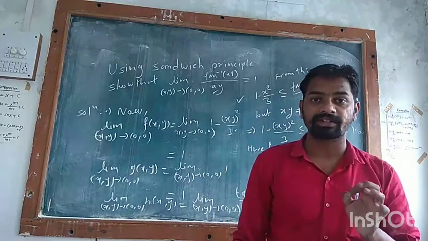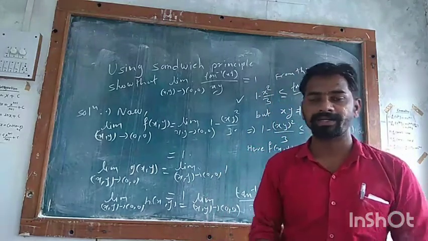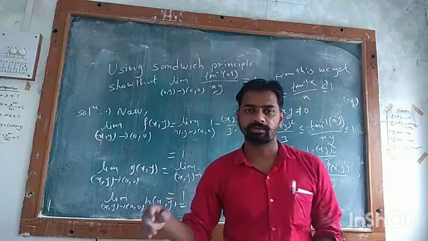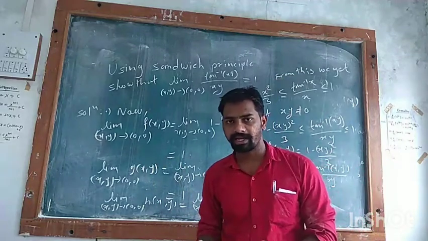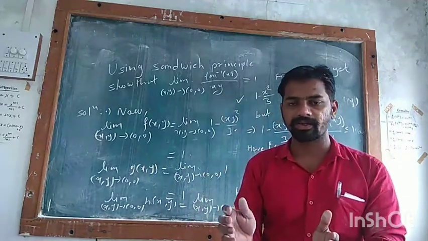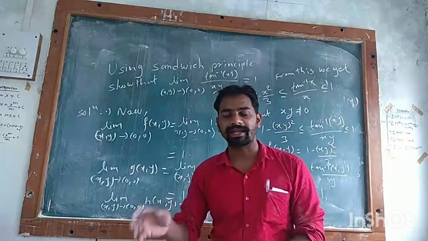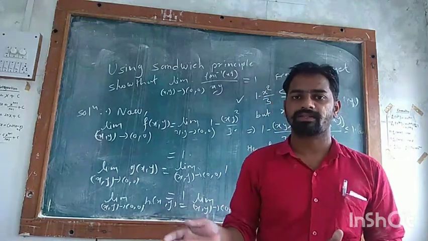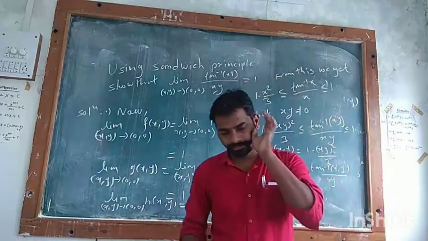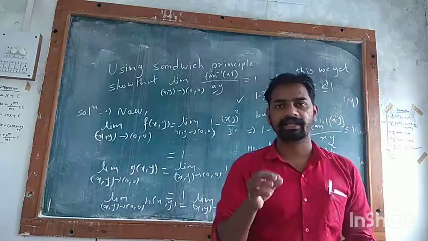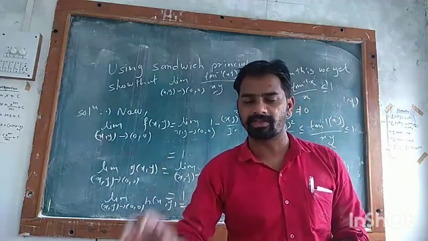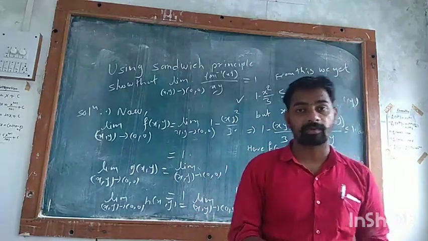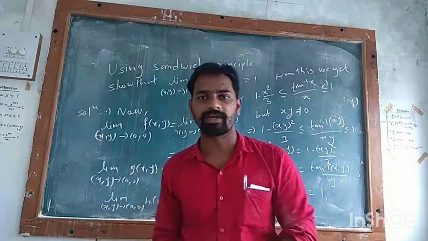Then we get tan inverse of xy upon xy is equal to 1 minus xy bracket square upon 3 plus xy raised to 4 upon 5 minus and up to so on. We see that 1 minus x square upon 3 is less than or equal to tan inverse of xy upon xy and whole value is less than or equal to 1, so we get 1 minus x square upon 3 is less than or equal to tan inverse of xy upon xy, which is less than or equal to 1. Here f of xy is the 1 minus x square upon 3, h of xy is the middle value and g of xy is the last value.